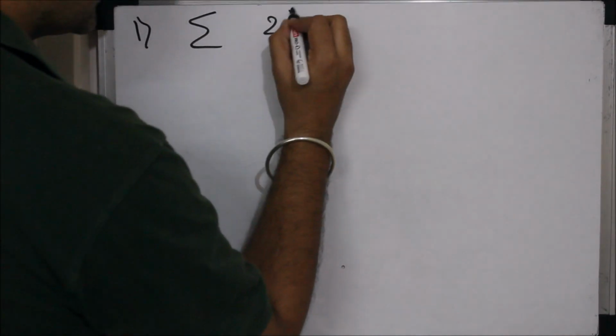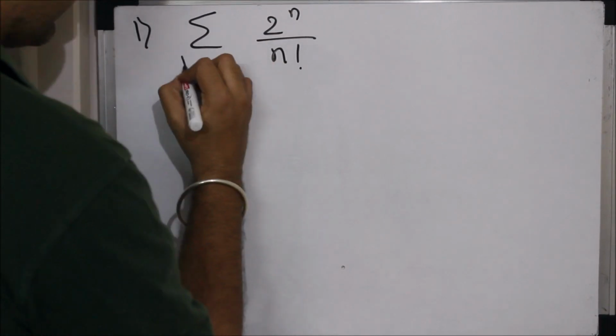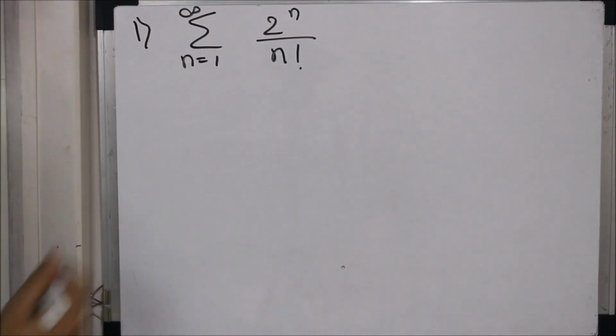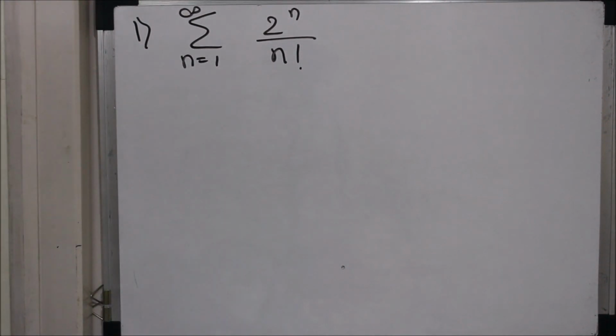Suppose I take the first example as the summation of 2 raised to n upon n factorial. Whenever you see a factorial, remember the tricks I told you during the comparison test: you throw away constant terms, logarithm, exponential and trigonometry terms. But here none of those things are coming into the picture. Here you have a factorial. So my suggestion is, whenever you see a factorial in the picture, you always prefer the ratio test.